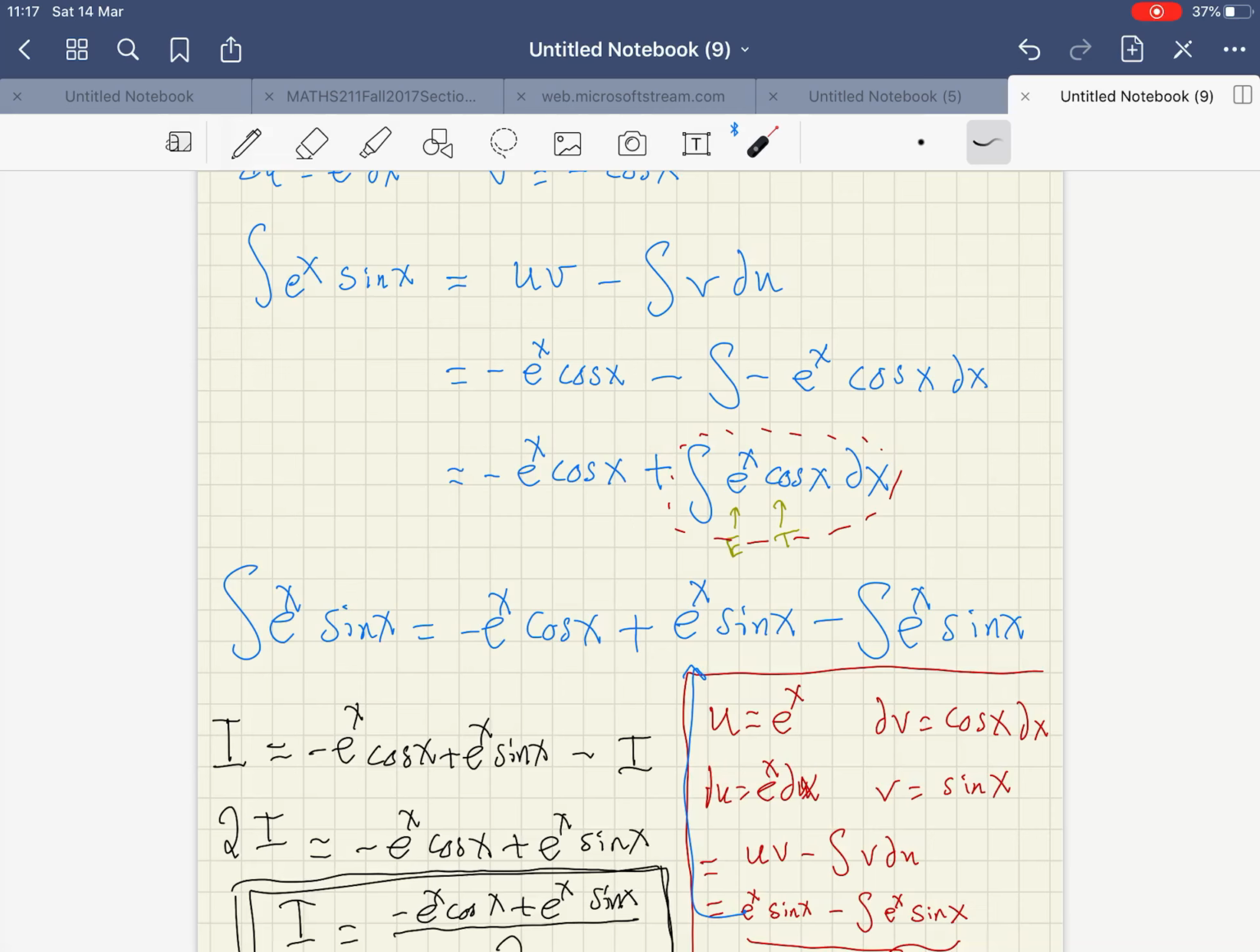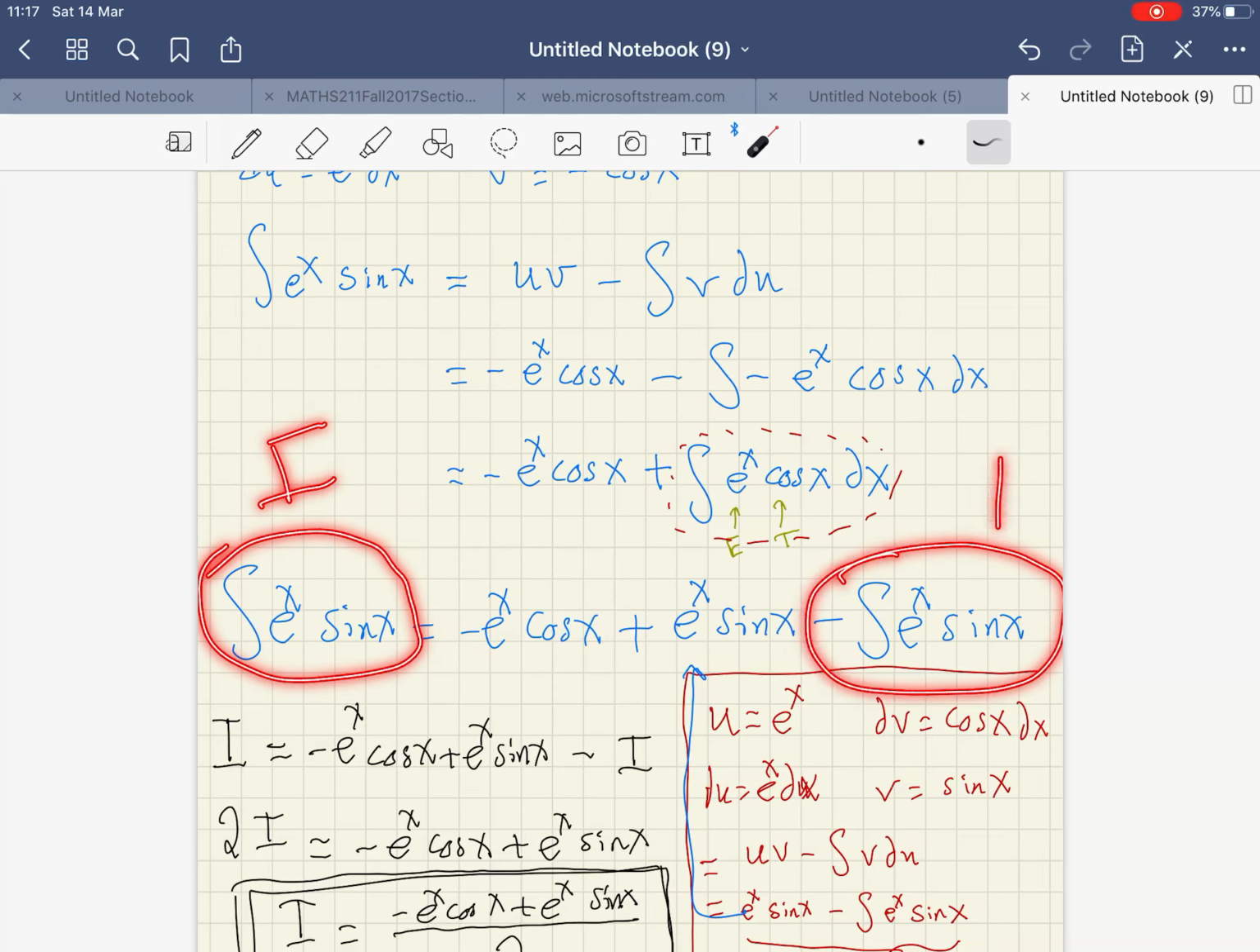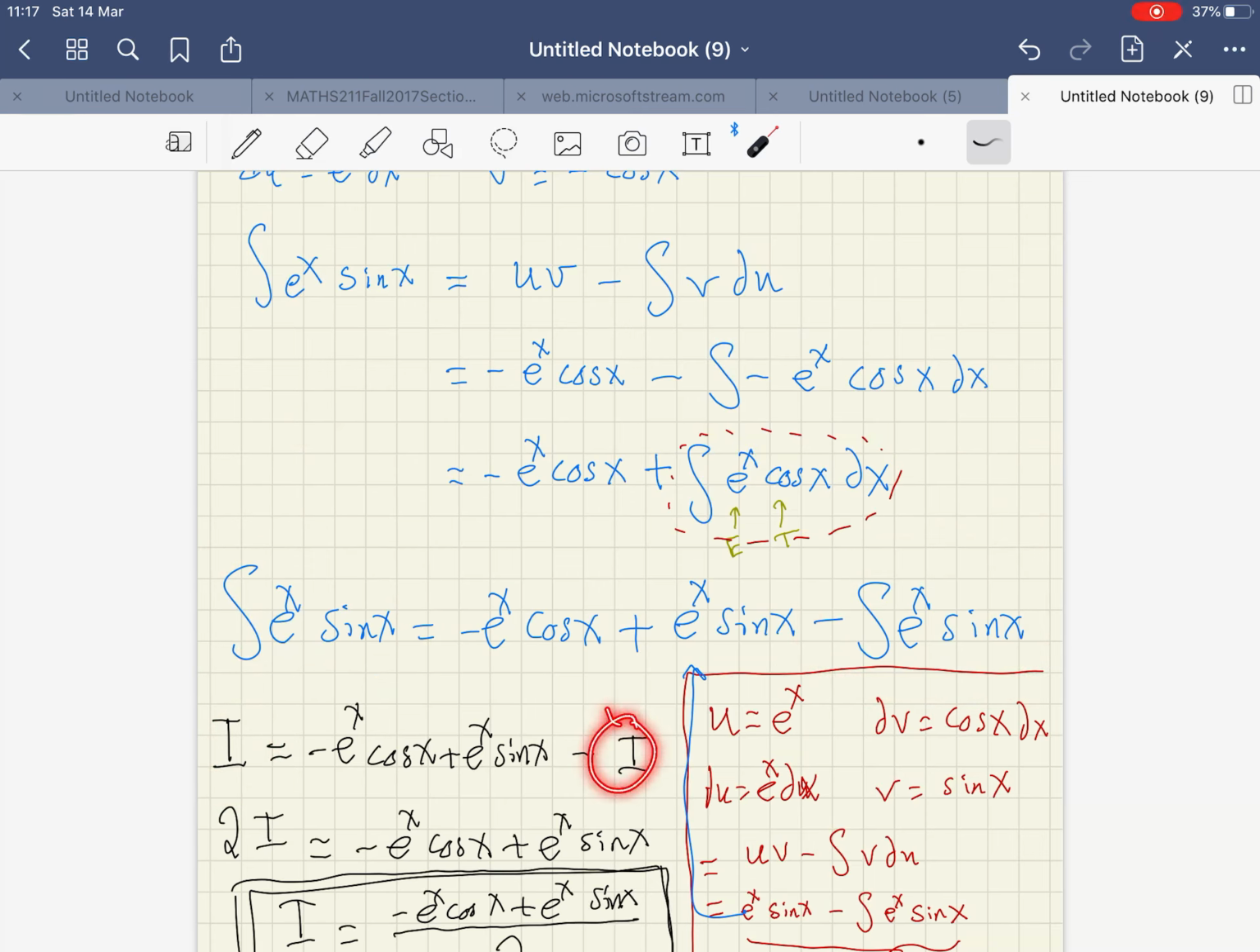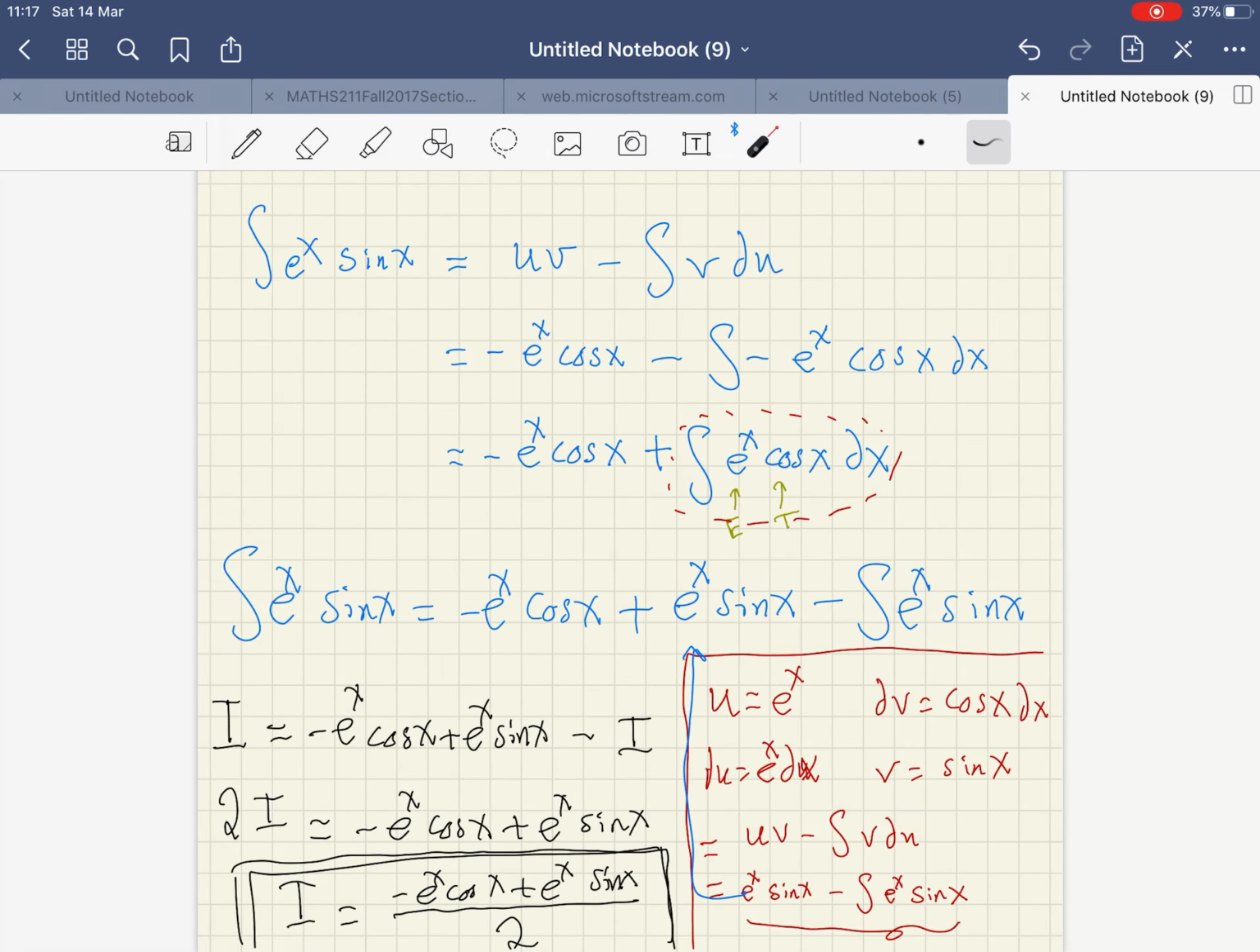The next step, my original integral, I will just call it I, and since it is the same as this one, I will also call it I. So you will get I on the left side and I on the right side. The next step, move the I to the other side, it will be 2I equal to this one, and if you want to find I alone, just divide it by 2.